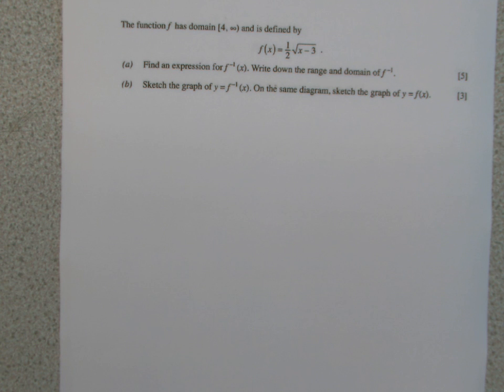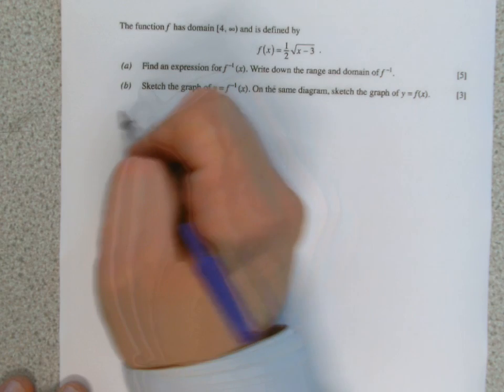Right, the function f has domain 4 to infinity and is defined by f of x equals half root x minus 3. Find an expression for f to the minus 1 of x and write down the range and domain of f to the minus 1 of x.